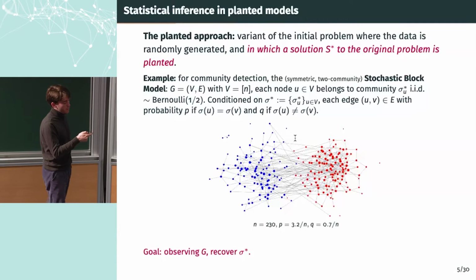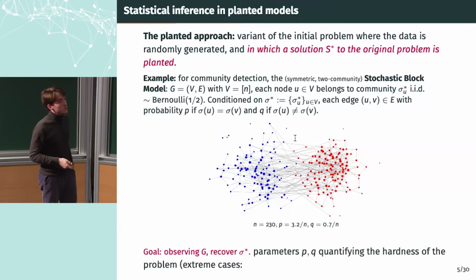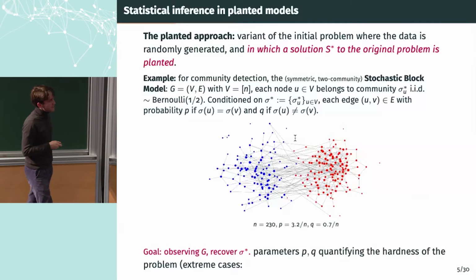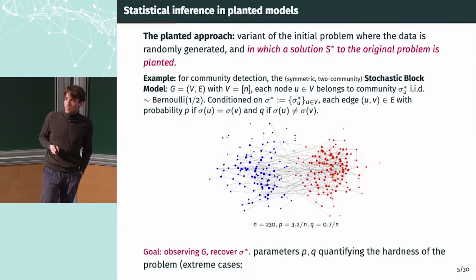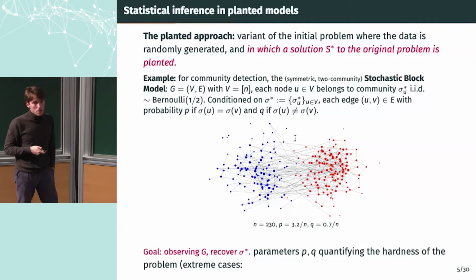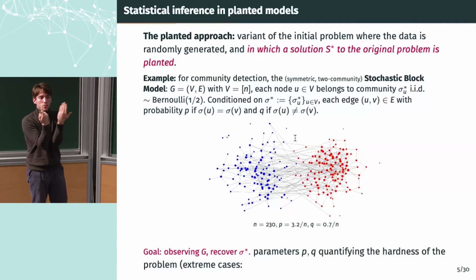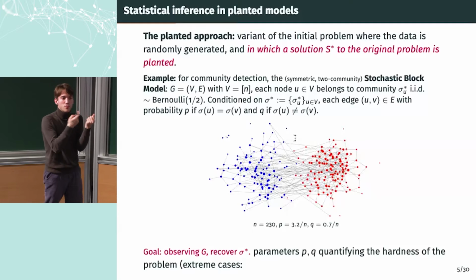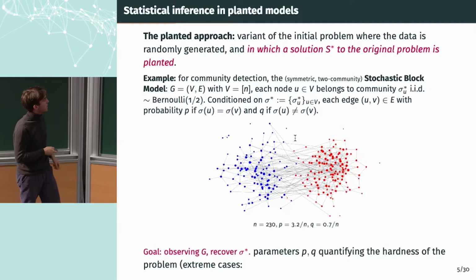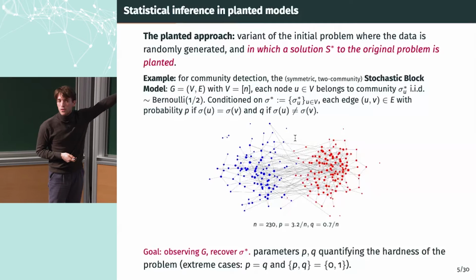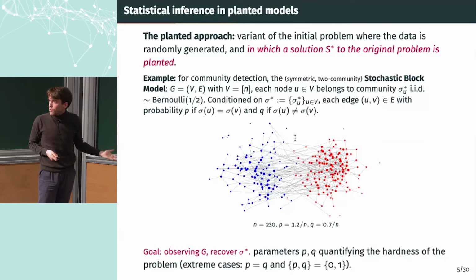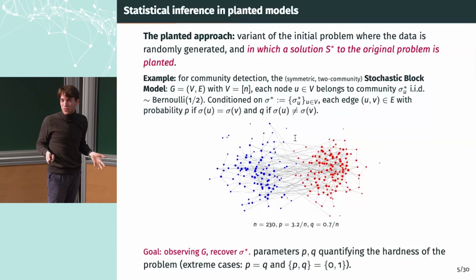Also, a very nice thing about these kinds of models is that they have parameters that quantify the hardness of the problem as well. Here, P and Q are the probabilities to be connected intra- and inter-community. If you think of extreme cases, for instance, if P equals Q, you don't see the communities because nothing depends on these communities.